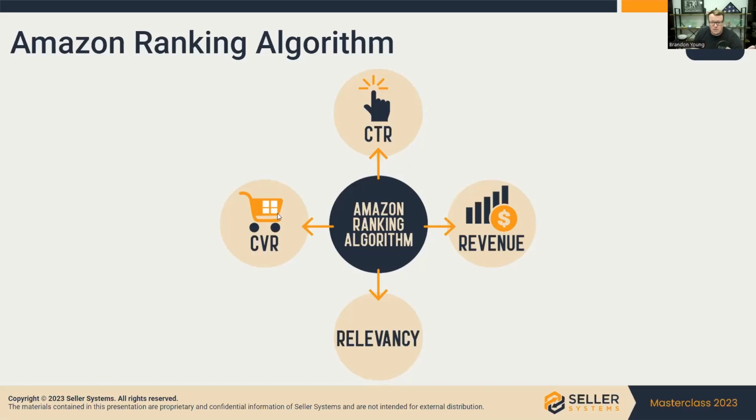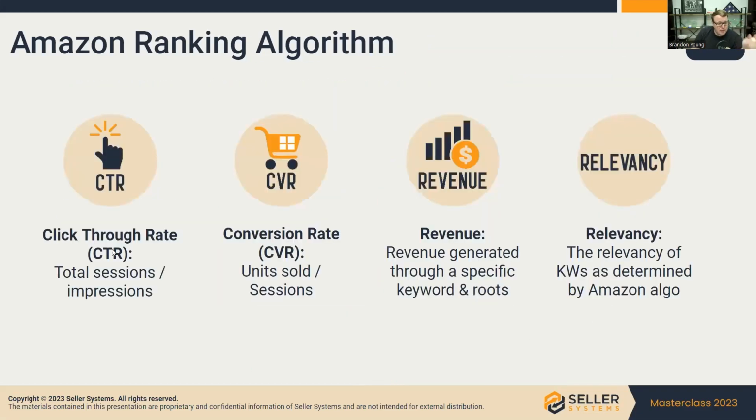Now, the performance side of it is going to be relative to your competition. All of this is always relative to the competition. Click-through rate is total sessions divided by impressions. Your conversion rate is units sold divided by sessions. So how many times did you make a sale versus how many times people looked at it? And the revenue is going to be the total revenue generated through keywords and related keywords. And then the relevancy is the keywords as determined by the Amazon algorithm.